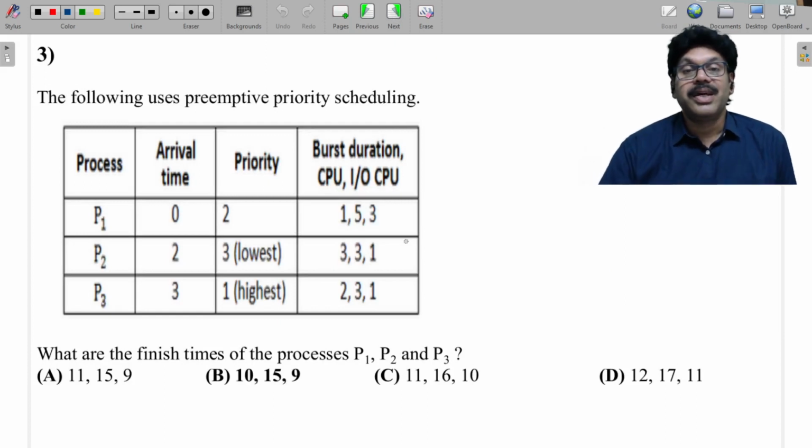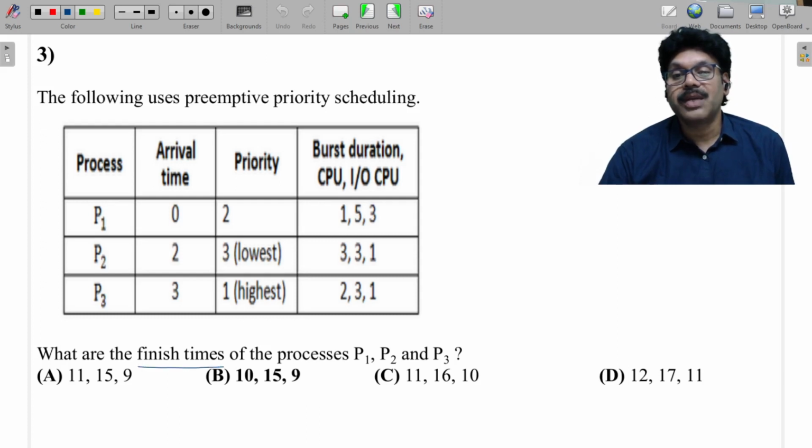So let us see a very interesting question. Very typical question. This time you are having two CPUs, CPU 1 and CPU 2, along with IO time also needed. It is a multiprocessor architecture. So how are we going to solve? And he asked very clearly, what are the finish times of the processes P1, P2 and P3? Finish time means CPU 1 time, IO time and CPU 2 time. Remember, every process has three times given, CPU 1 time, IO time and CPU 2 time also.